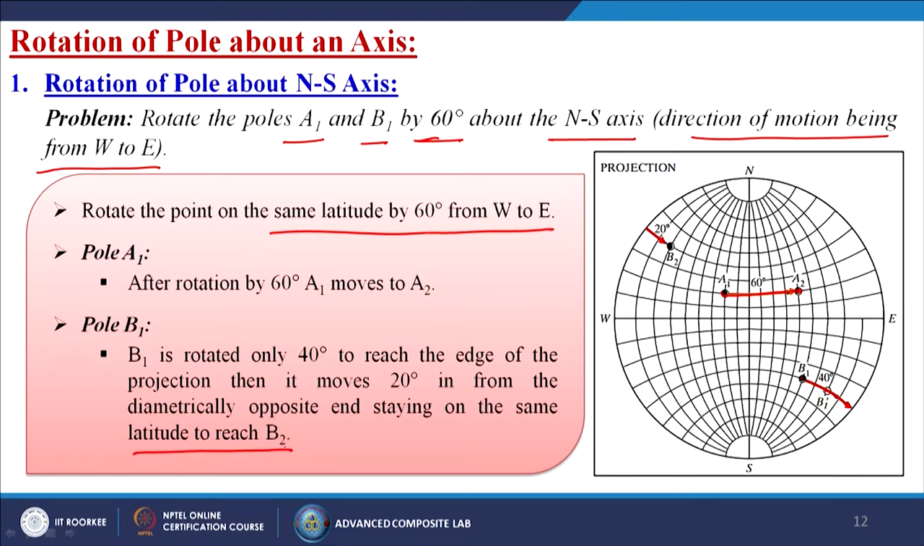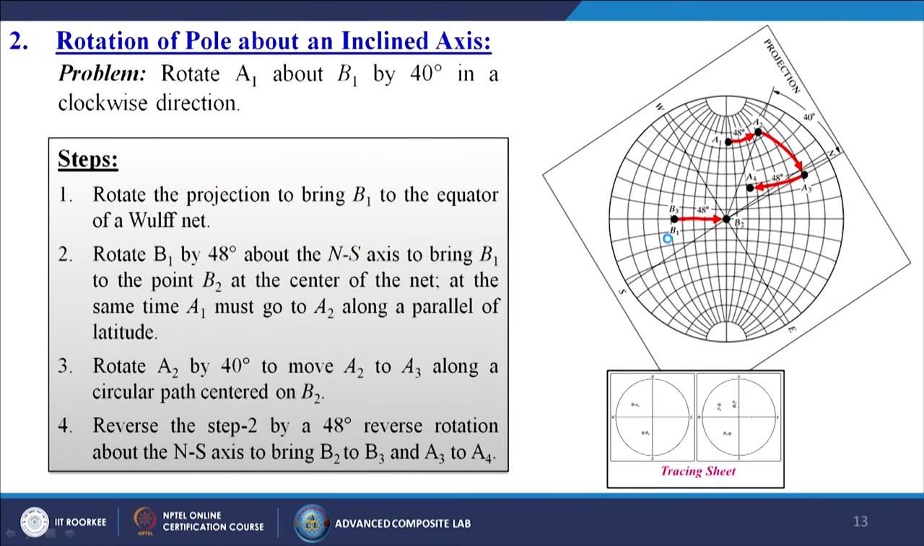Yes, of course, because it is already there, 20 degree. So, I have to move 40 degree over here, then again from the back side it will come another 20 degree. So, B2 formation will take place here. So, that is the point. Now, the second one: rotation of a pole about an inclined axis.